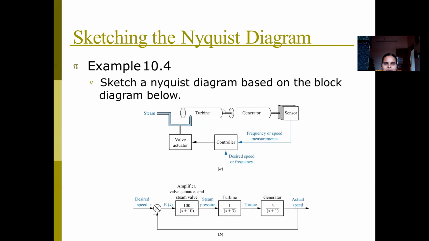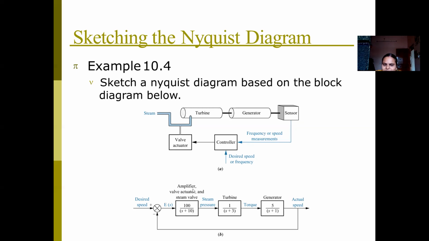This is one example given, a Nyquist diagram based on the block diagram, where we have a valve actuator, a controller, a turbine, meaning a rotating element we are taking here, and the generator, a sensor. Whatever the error is, we can feed back that error to the controller, and again it changes the position, how much the valve has to open. Here is a diagram based on this, where desired speed, how much the motor should rotate, or else your turbine, is taken in this example.